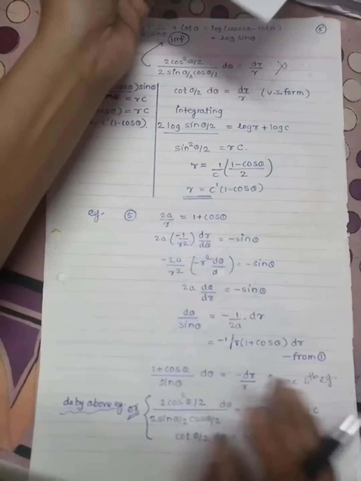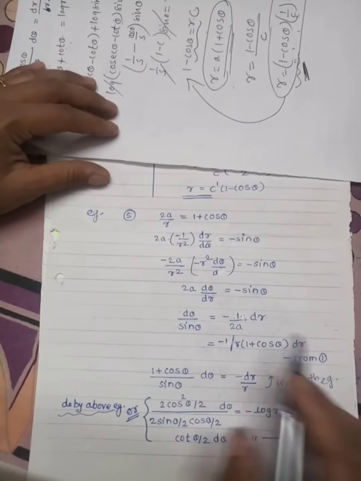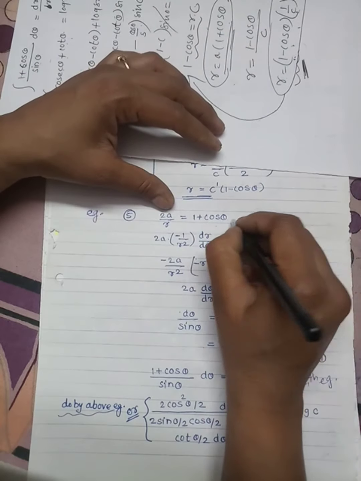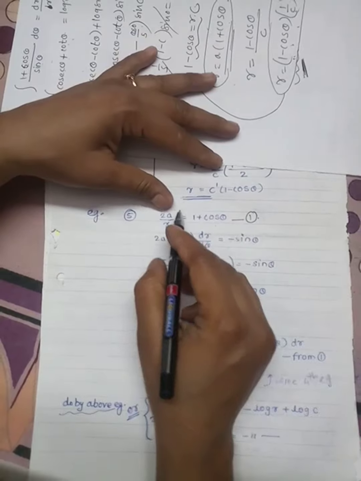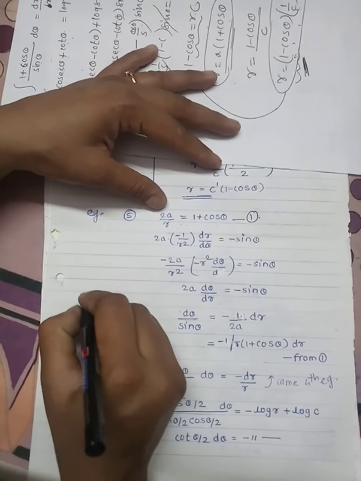Next is 2a by r equal to 1 plus cos theta. So now this is your equation number 1. Take the derivative with respect to theta. 2a is constant as it is, then the derivative of 1 upon r.